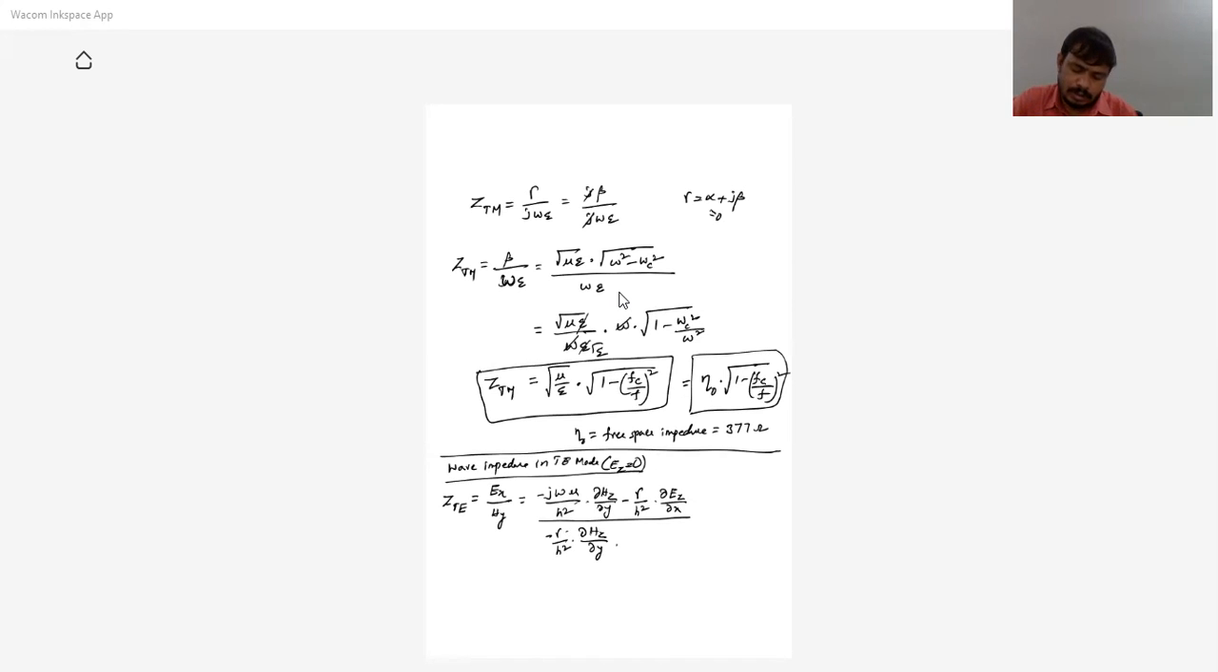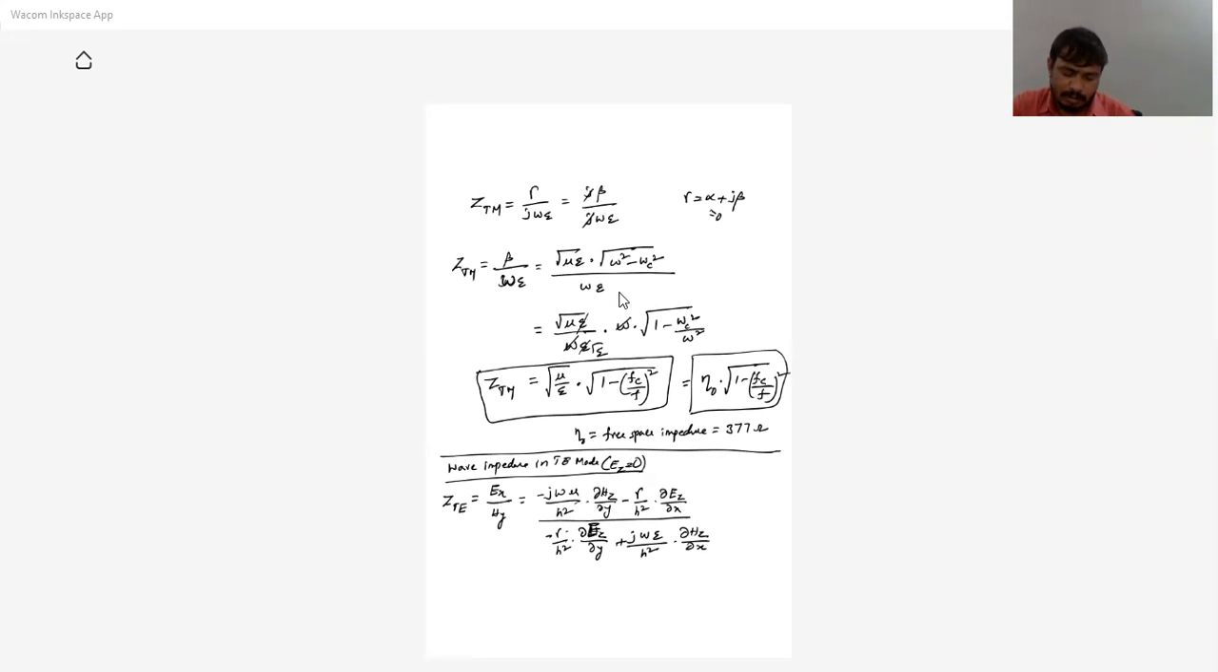Ex is j omega mu by h square dou hz by dou y, minus gamma by h square dou ez by dou x. Is that right?